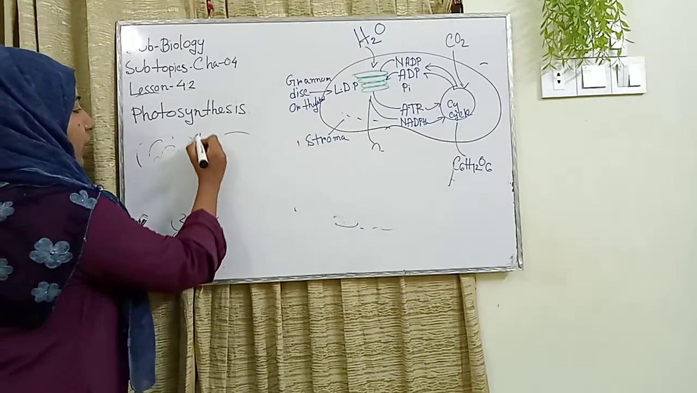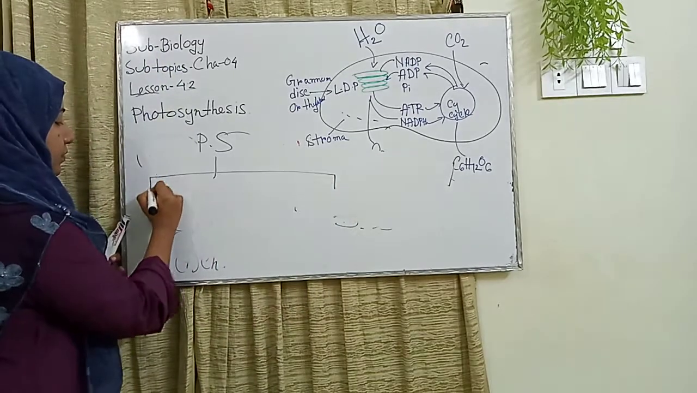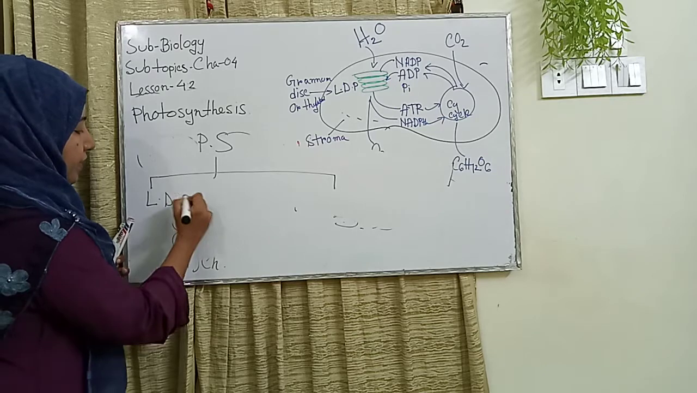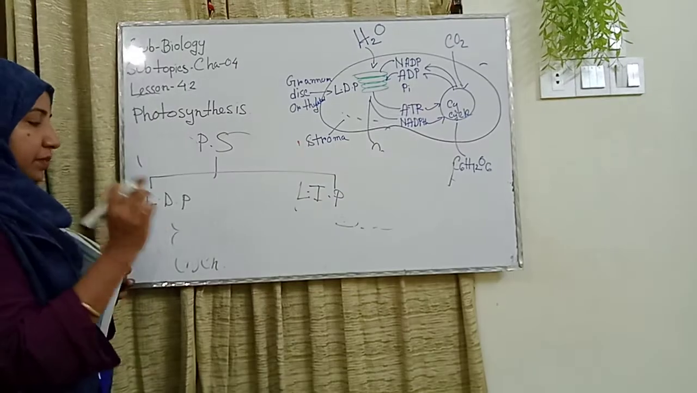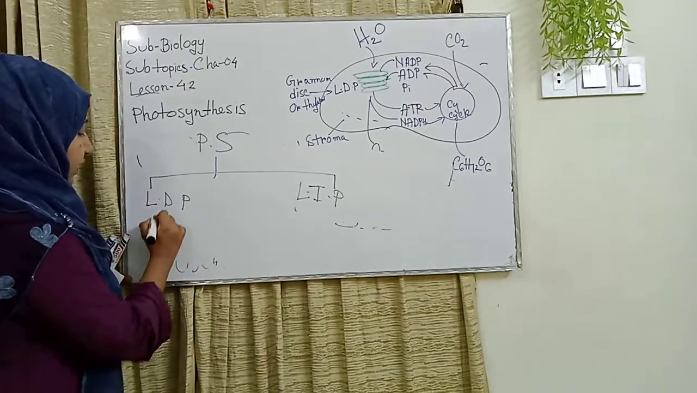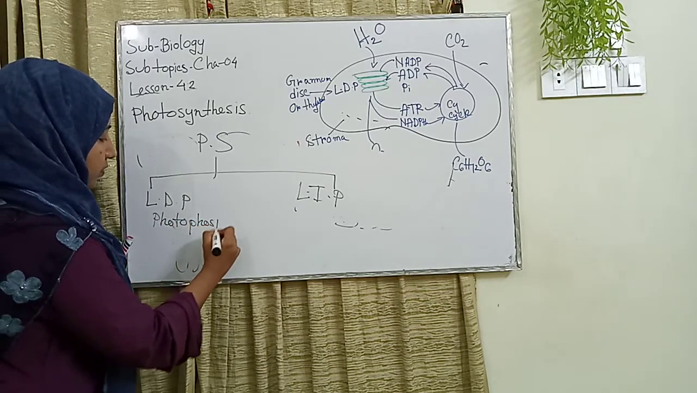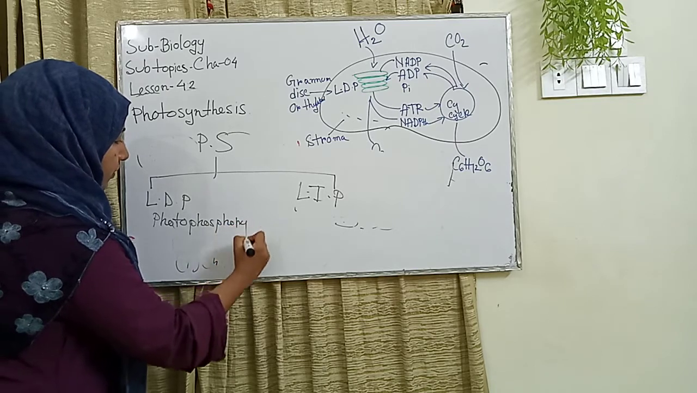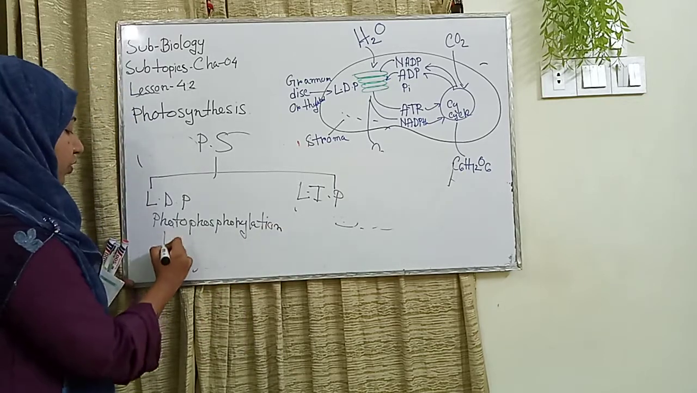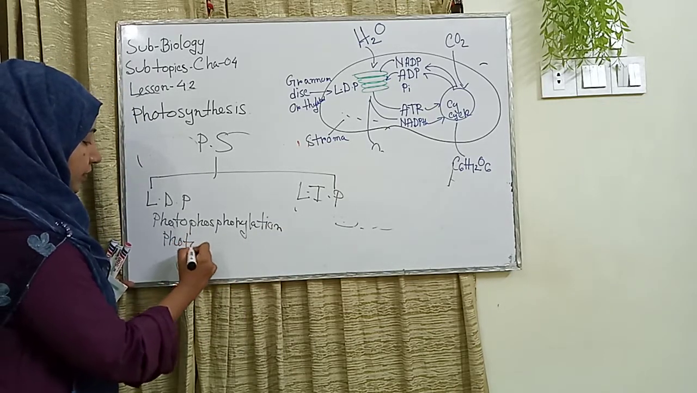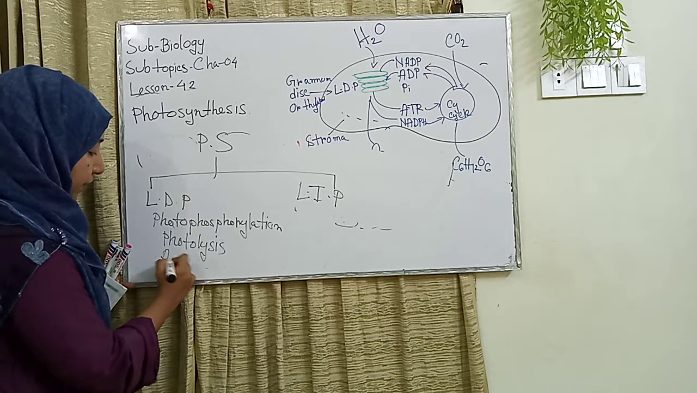Okay. Photosynthesis. Light dependent phase and light independent phase. I will give you only a short example. First is photophosphorylation. Another is photolysis. And next is assimilatory power.